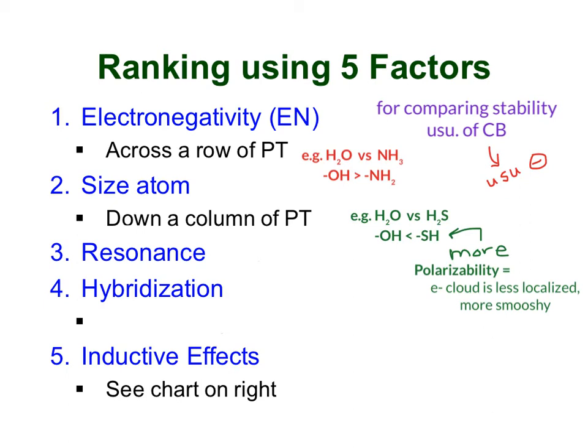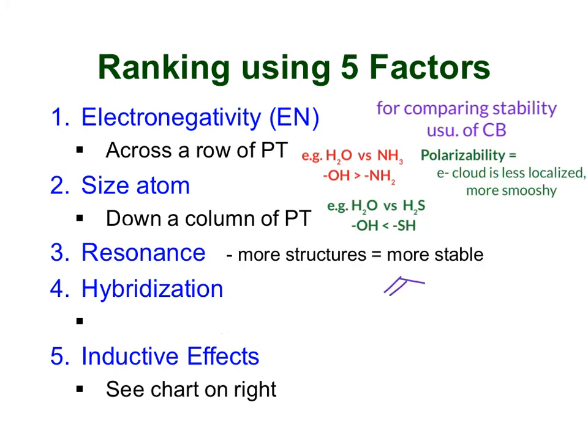When you're talking about resonance, the more structures you have, the more stable it is. So if you form a negative charge for the conjugate base, and that negative charge can then be delocalized, like we showed before in resonance, that's actually really great for the molecule, because the more structures it has, the better off it's going to be. So more resonance equals more stable. Anything that has resonance versus not having resonance, the resonance would be better.